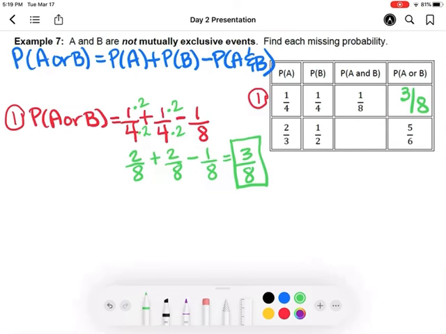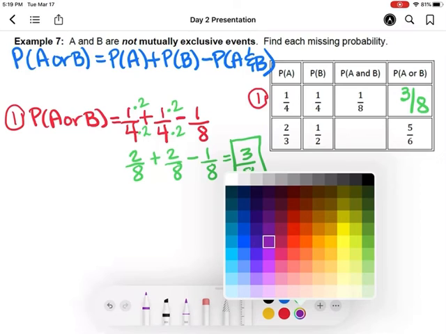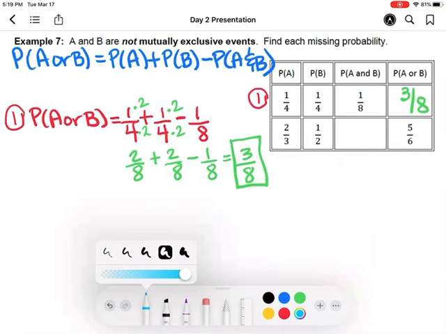Okay, so I'll pick another color here. What color do we want? Well, let's do this pretty blue over here. All right, that sounds good.